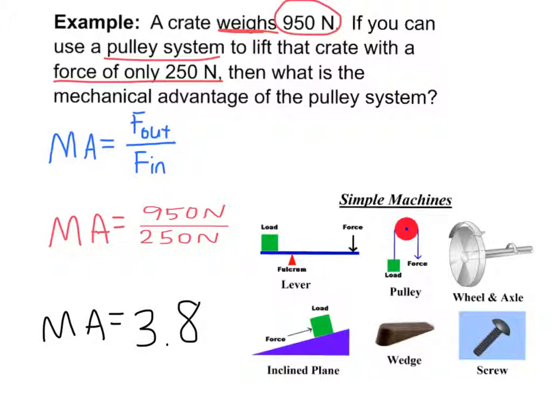So what does this mean, and does this make sense? We don't use units with measuring mechanical advantage because our units cancel out. This number is very close to 4, and if we look at the weight of the crate, it's very close to 4 times the force needed to lift it. So the mechanical advantage is very nearly 4. 250 times 4 is just about 1,000. So this does make sense for the mechanical advantage.